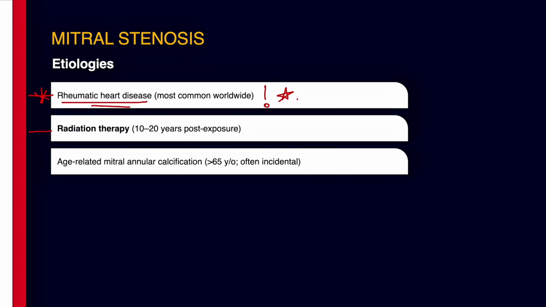Another less common but important cause is radiation to the chest. For example, in a patient treated for Hodgkin lymphoma or breast cancer. It's not going to happen right away, right? So it's going to take about 10 to 20 years after radiation exposure for valve damage to appear. And in older adults, usually over age 65, you may see calcifications of the mitral annulus. This is often an incidental finding on imaging and usually mild, but in some cases it can progress to a true stenosis. Okay? All right.